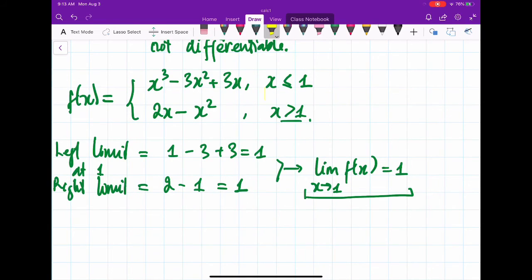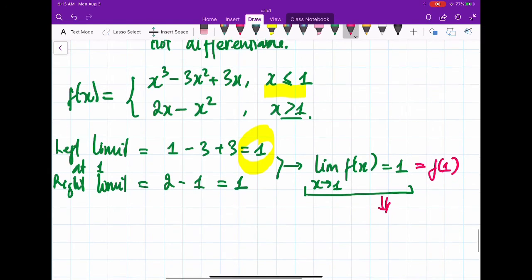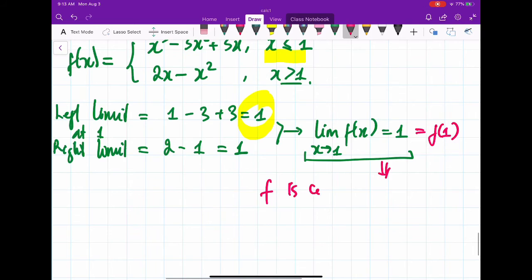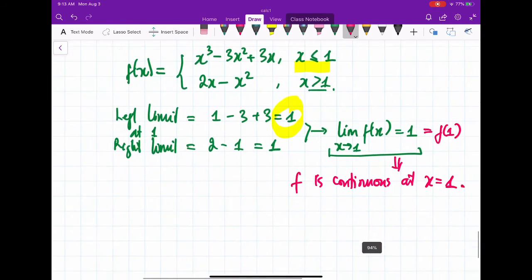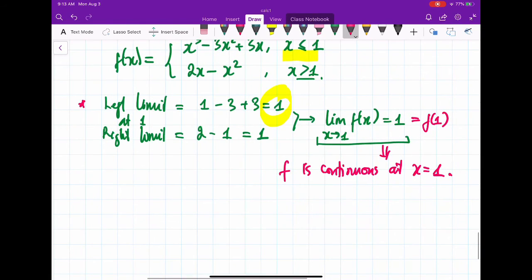The function is defined at 1 because x is less than or equal to 1, right? And the function value at 1 is the left limit. So this is equal to f of 1. That means the function is continuous at x equal to 1, right? And now we have to consider the differentiability.